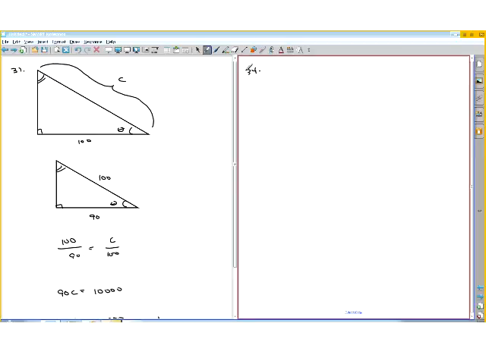Okay, 34. Solve each problem. A forest fire lookout tower casts a shadow 180 feet long. At the same time, the shadow of a 9-foot truck is 15 feet long. Find the height of the tower.